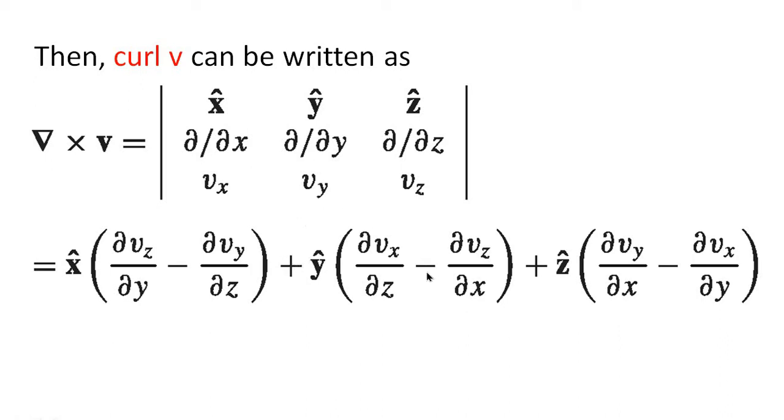If we take that minus inside, the equation will be like this, that is plus y cap into ∂vx/∂z minus ∂vz/∂x, plus z cap into, neglecting the row and column containing it, we will get ∂vy/∂x minus ∂vx/∂y.